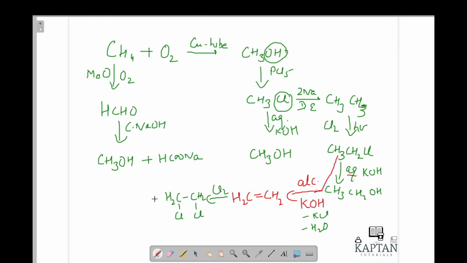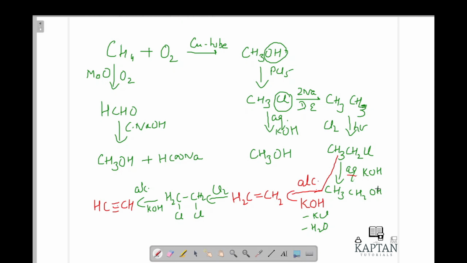Okay. Now suppose again I add alcoholic KOH. By adding alcoholic KOH, what will happen? It is going to remove Cl and the water, and it will form a triple bond, like HC triple bond CH here. So what is the role of alcoholic KOH? Alcoholic KOH removes the water and the halogen part, and aqueous KOH removes the halogen part and just gives a substitution reaction.